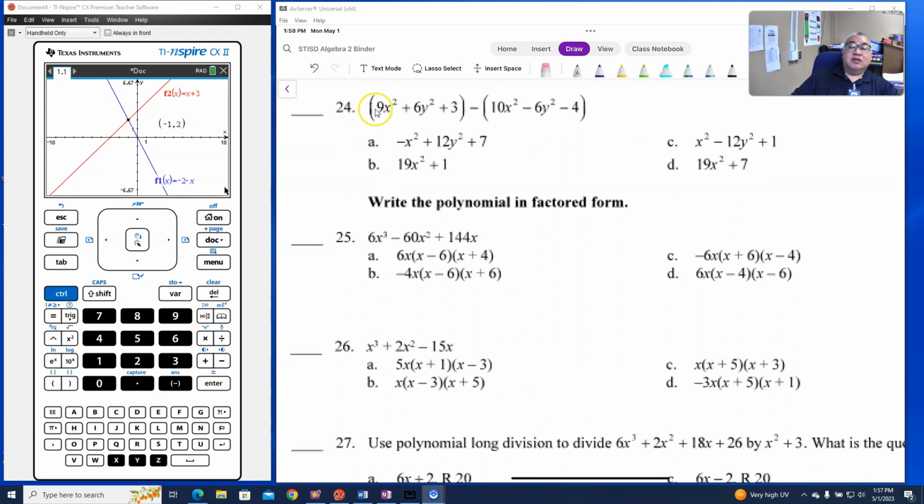So we have 9x squared minus 10x squared. So that's going to give you negative x squared. We have 6y squared minus a negative 6y squared. So a minus and a minus becomes positive, and that's 12y squared. Then we have 3 minus a negative 4. So that's plus 4.